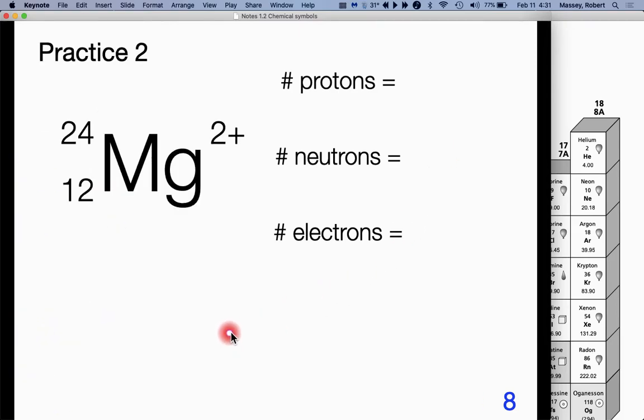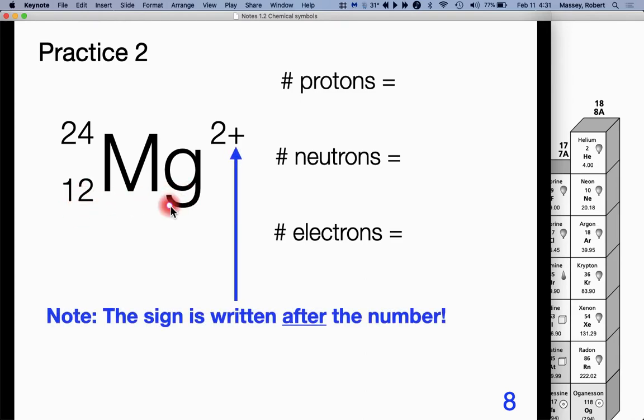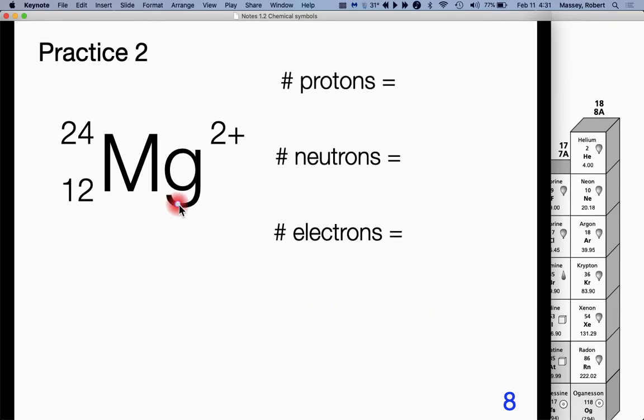Okay, let's do another. Now this one has a charge on it. We want to know the number of protons, neutrons, and electrons. So remember, this is the number of protons, the atomic number. Okay, let me backtrack here a little bit. So that means we're going to have 12 protons. But what I was showing you here is when we write the charge, we don't write the sign before the number. We write it afterwards.